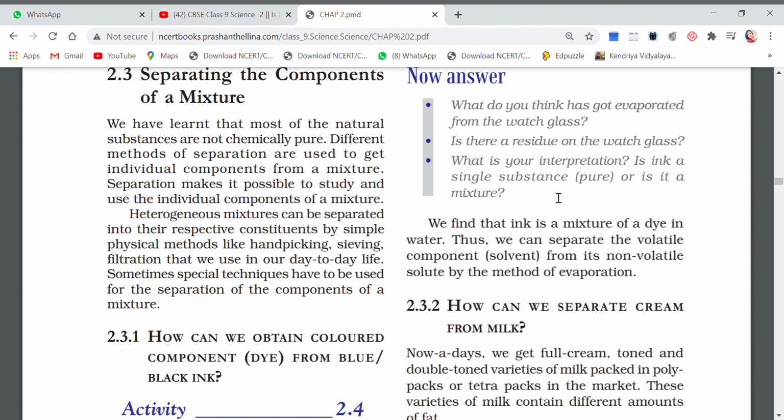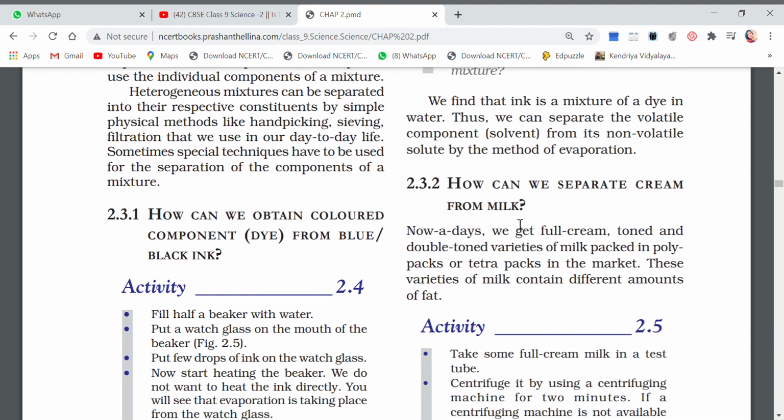Now for both the questions, the answer is here. We can separate the volatile component solvent from its non-volatile solute by the method of evaporation. For both the questions, the answer will be this, from "we" till "evaporation." So I hope the first separation technique is very much clear to all of you.